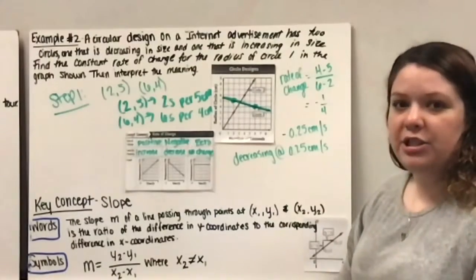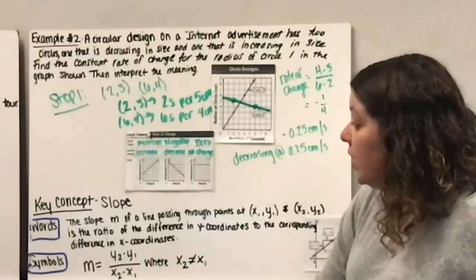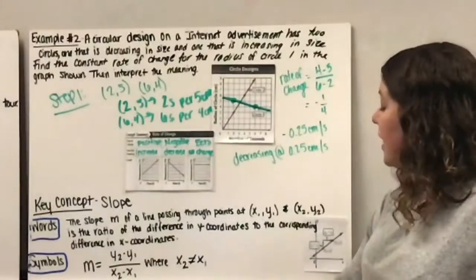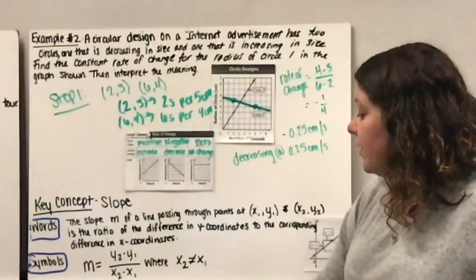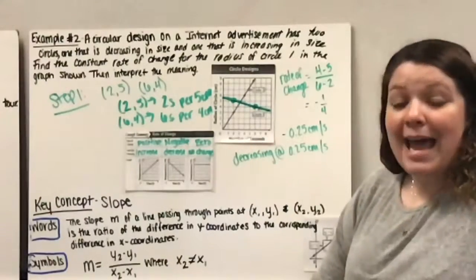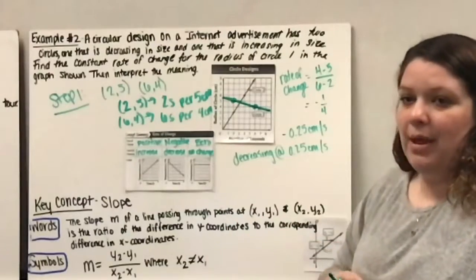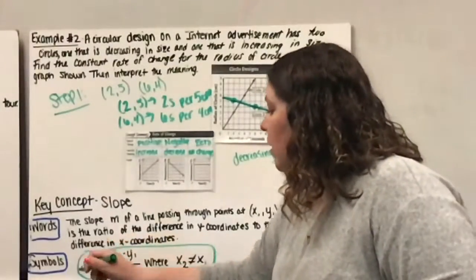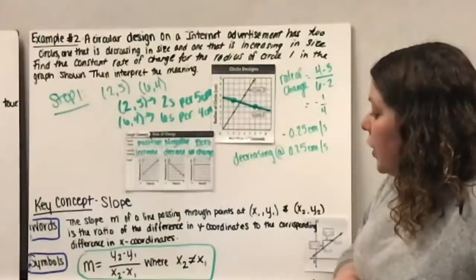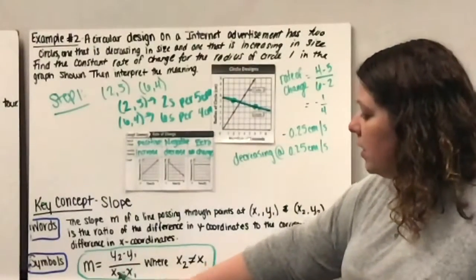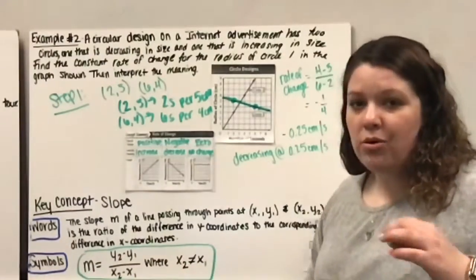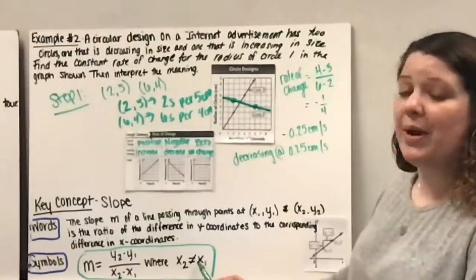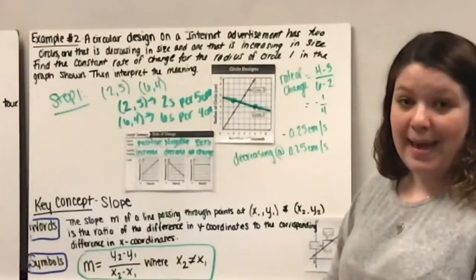So we talked about rate of change, and rate of change and slope kind of go hand in hand. So our key concept here is slope. In words, the slope m of a line passing through points (x1, y1) and (x2, y2) is a ratio of the difference in y coordinates to the corresponding difference in x coordinates. All those words, you might be like, I have no idea what that means. That's okay, because right here we're going to use these symbols. This is what I want you to know: m equals y2 minus y1 over x2 minus x1. Remember, m always represents the slope. And x2 cannot equal x1, because in that case I'd get a 0 on the bottom, and that can't happen.